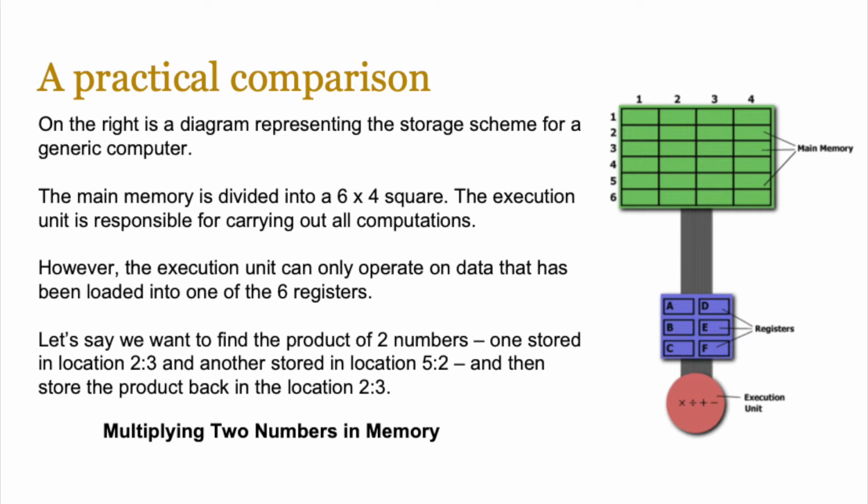Let's say we want to find out the product of 2 numbers. One is stored in location 2,3, and the other is stored in location 5,2. Once we work out this multiplication, it then needs to be stored back into 2,3. So we're basically multiplying 2 numbers in memory. So hopefully you understand the context.